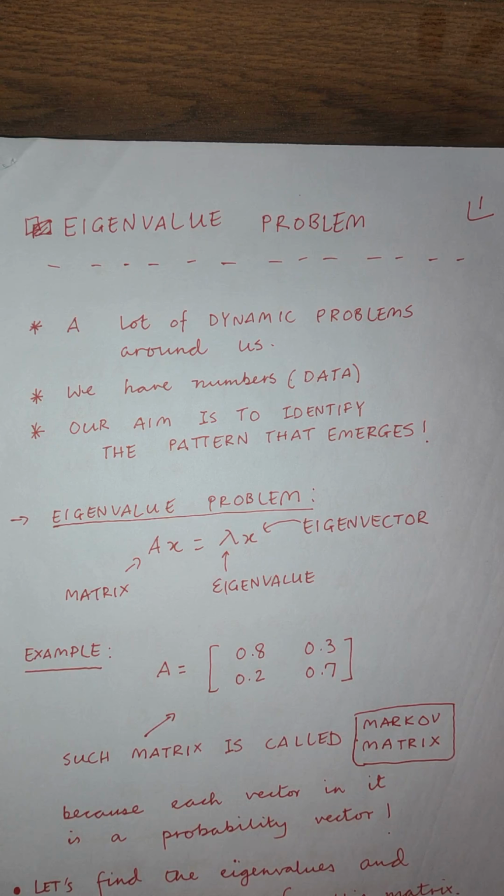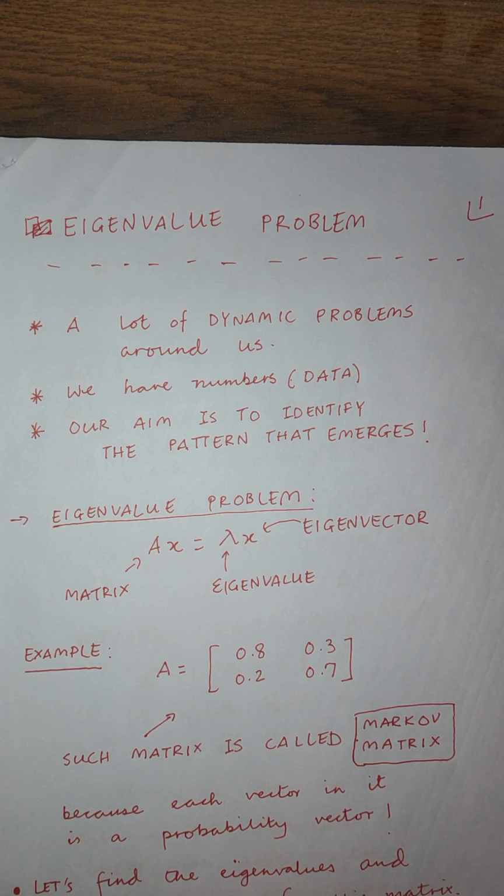So the idea is we have a lot of problems around us, and we see those problems in the form of data. Data means numbers. We are so much interested in the pattern or dynamics in those numbers. So the flow of information is exactly what we are trying to work on.